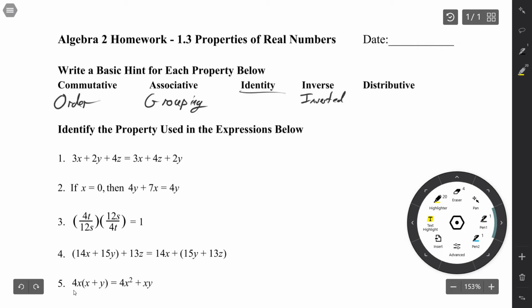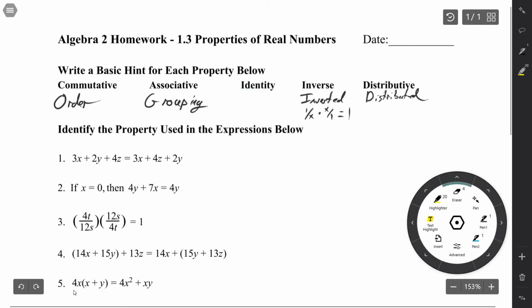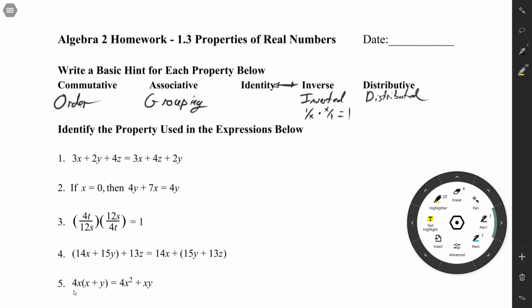And when I think inverted, I'm thinking, if you have 1 over x times x over 1, that's going to equal 1. That's what I think of when I think of inverted. The distributive property is just distributed. And the identity property, I always get inverse and identity confused when I'm looking at them until I remember what the inverse is, the inverted, so identity is just unchanged.